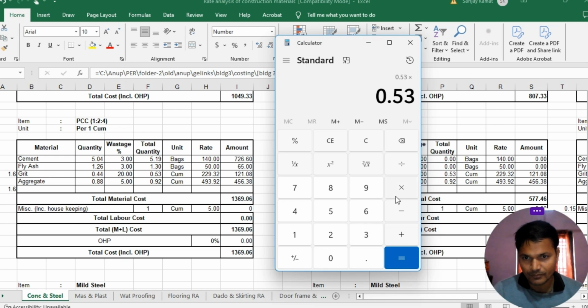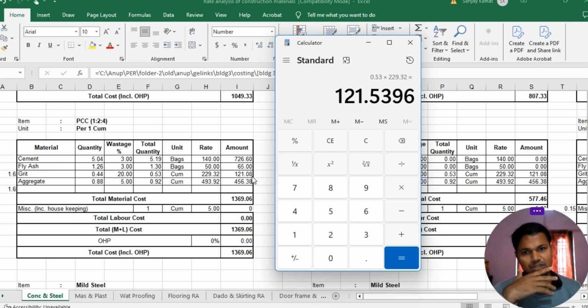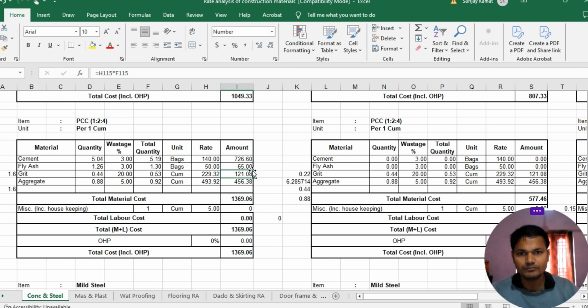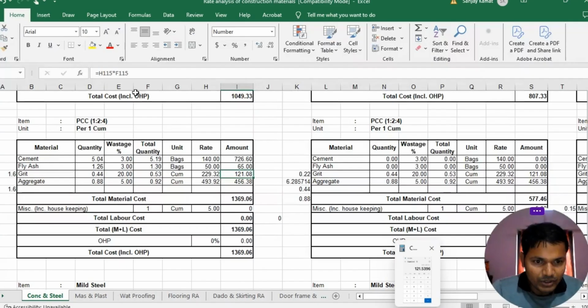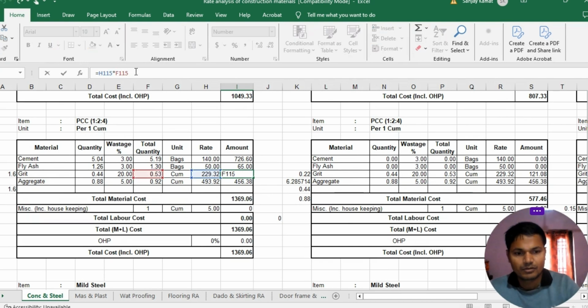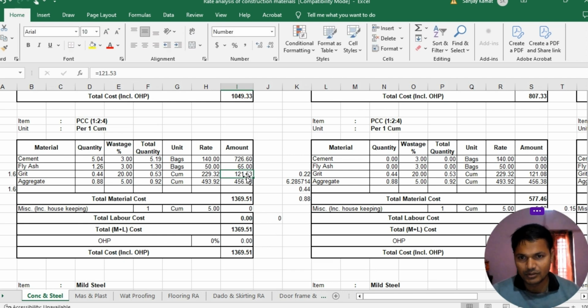0.53 into 229.32. How much is it coming? 121.53. So we have 121.08 only; let's edit this value. 121.53. 121 point how much? 53. So write down the accurate value here, not more, not less.